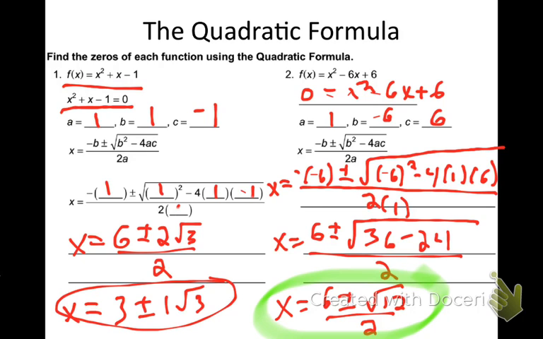Then if I really want to be more precise, I could use a calculator, find out the square root of 3, throw that in there, and I'll get exact decimal answers on that.